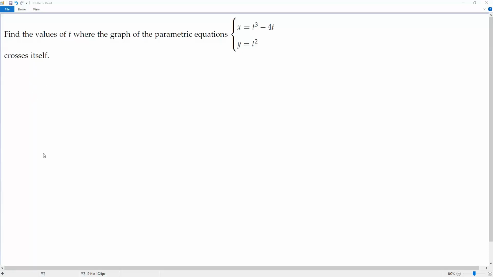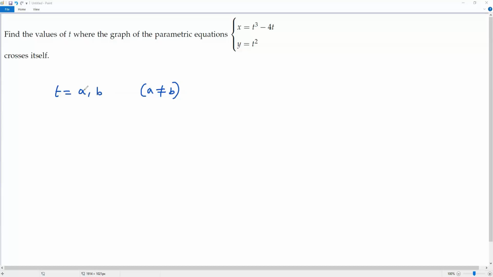Okay, I assume two values for t, that is t is equal to a and b. So these two values, a and b, are different. So that means a and b cannot be equal. Okay, for these two different values of t, I assume the graph of the given parametric equations crosses itself.